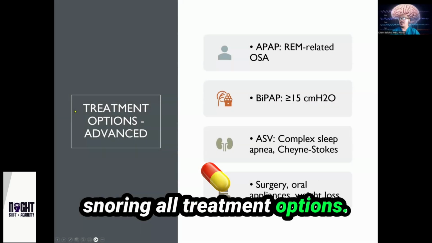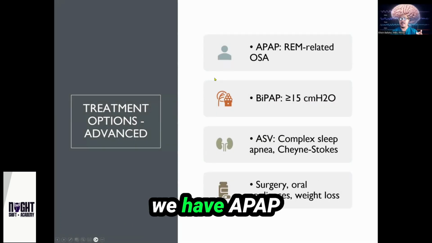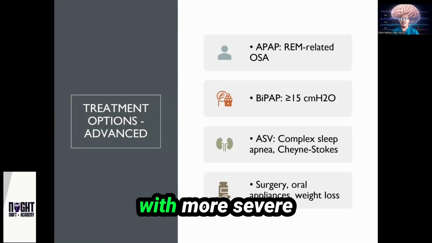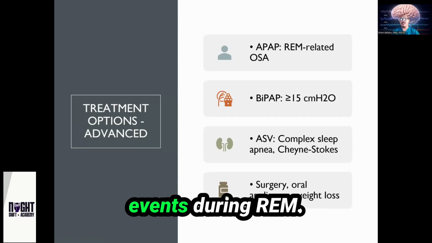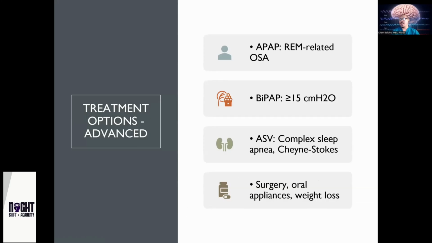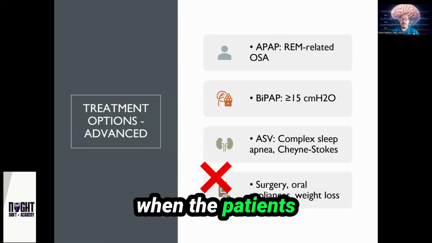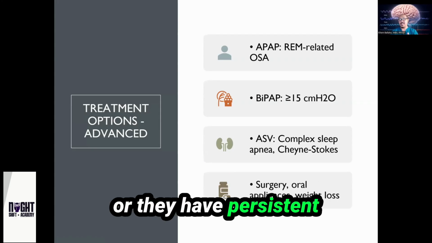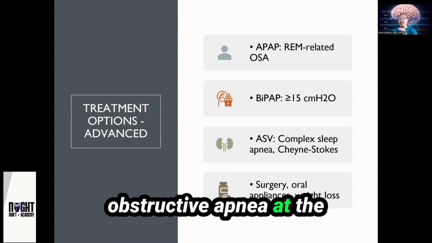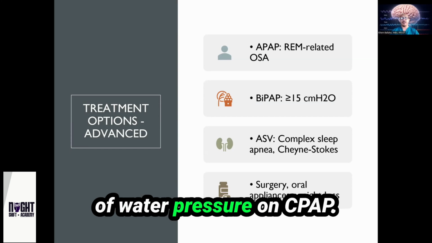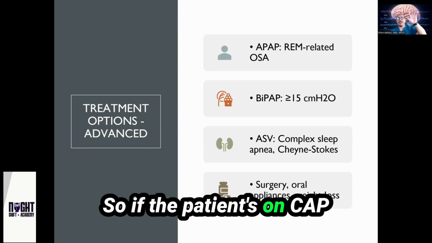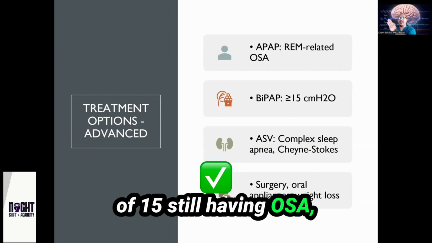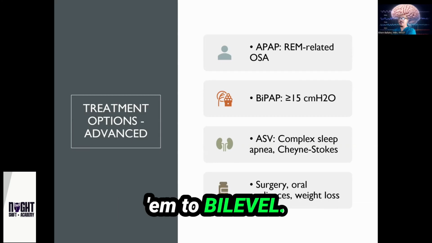All right, treatment options again. We have CPAP, we have APAP, particularly for patients with more severe events during REM, okay? And then you also have Bilevel when the patients cannot tolerate CPAP or they have persistent obstructive apnea at a pressure of 15 centimeters of water pressure on CPAP. So if the patient's on CPAP of 15, still having OSA, you can switch them to Bilevel. All right.